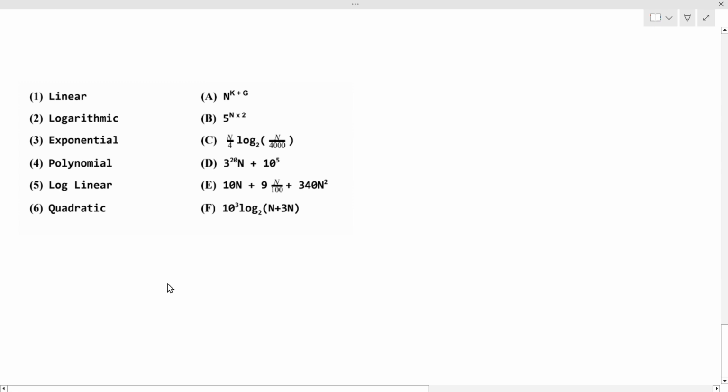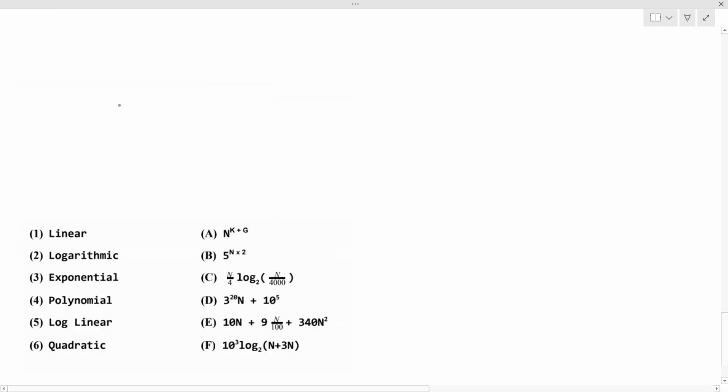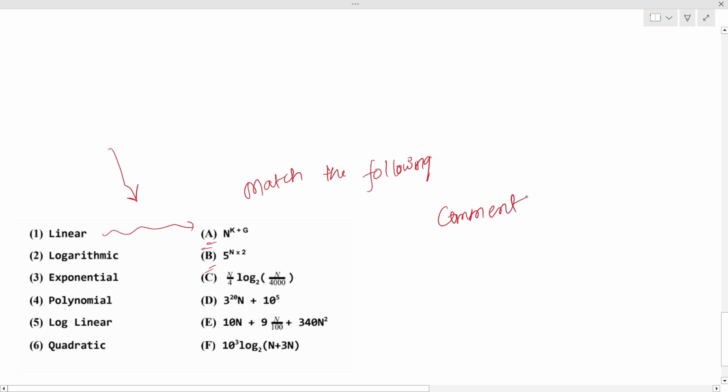That's it for this session, and I would like to give you this as your homework. Try to guess the complexity, and it's a simple match the following question. Okay, match the following. Try to match everything with the correct option, and try to keep it in the comments, guys. I want each and everyone to keep the answers in the comments.